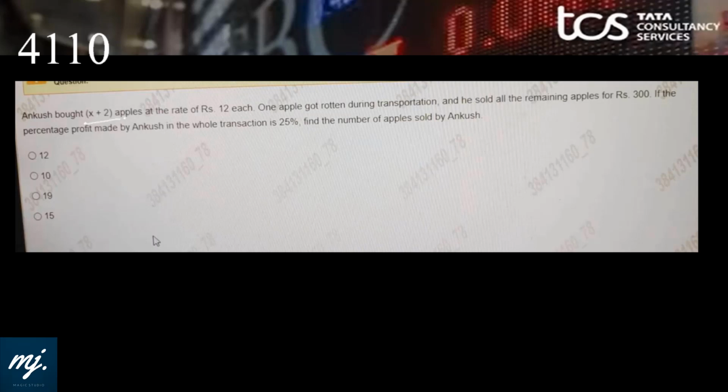Ankush bought X plus 2 apples at the rate of 12 each. One apple got rotten during transportation. So the total cost was X plus 2 into 12. And he sold all the remaining apples, that means the remaining X plus 1 apples, for rupees 300. So 300 is the selling price. If the profit percentage made by Ankush in the whole transaction is 25%, then this into 125 by 100 equals 300 straight away.